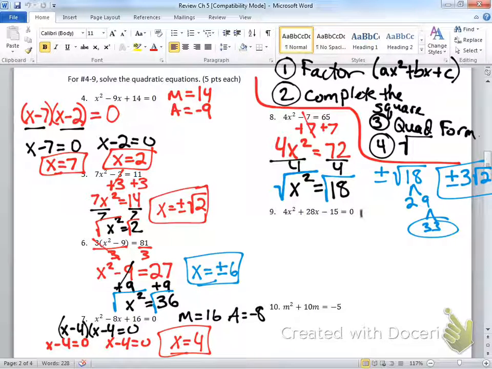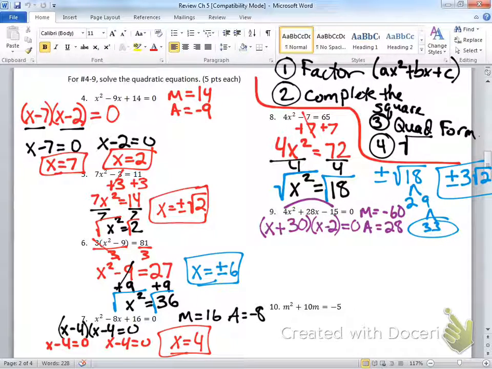So we want 4 times negative 15, which is negative 60, that adds to 28. Negative 30 and negative 2. Negative 2 and positive 30. So I'm going to do x plus 30 and x minus 2.